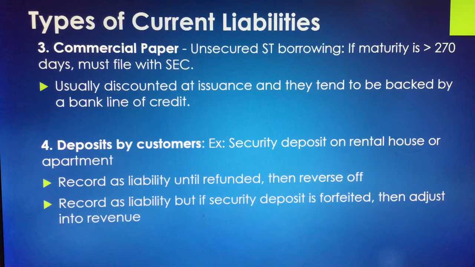Virtually all commercial paper is going to have a maturity of 270 days or less, because if it has more than 270 days, it must file this issue with the SEC, which entails a lot more cost and jumping through legal loopholes. Commercial paper is issued at a discount. That is, the company will receive the discounted present value of the face amount of the note, and they tend to be backed by a bank line of credit.